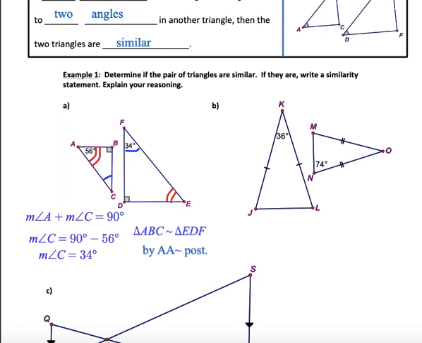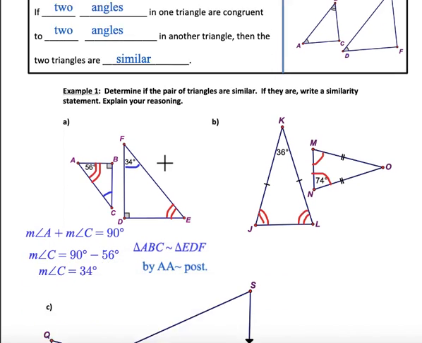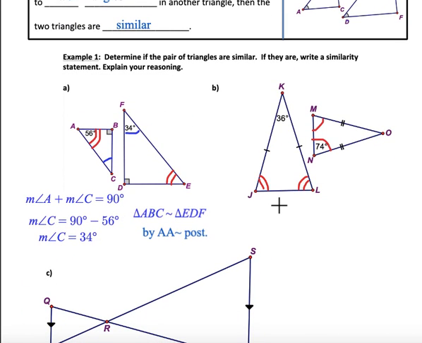So let's go ahead to example 1b. I can see that I have two isosceles triangles, and I know that the angles across from the congruent sides have to be congruent. So I know that angle J has to be congruent to angle L. And I also know on this triangle that across from the two congruent sides, angle M and angle N have to be congruent. So I'm going to go ahead and mark them congruent. And anytime we're considering using the angle-angle similarity postulate, I need to know all of the angle measures in both triangles. So let's do that.